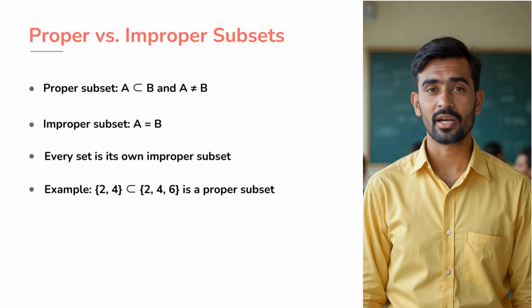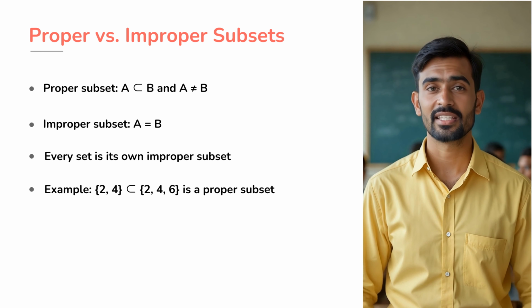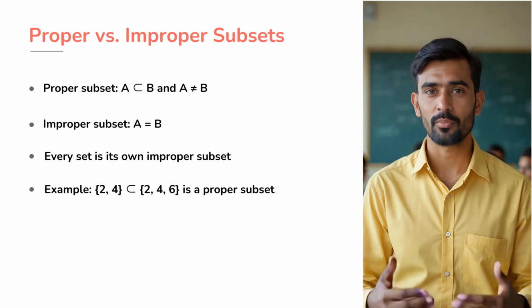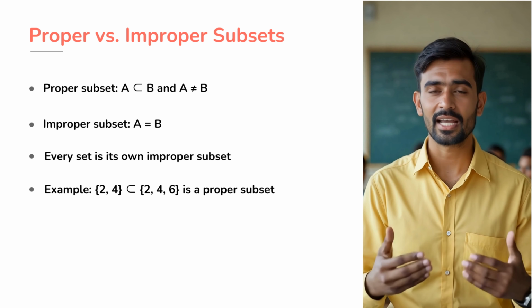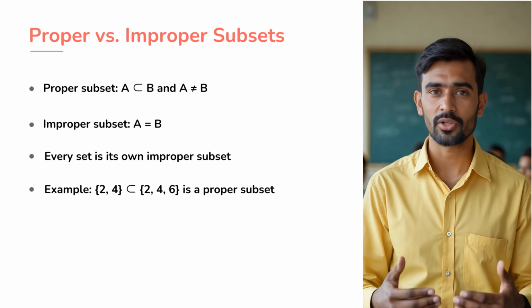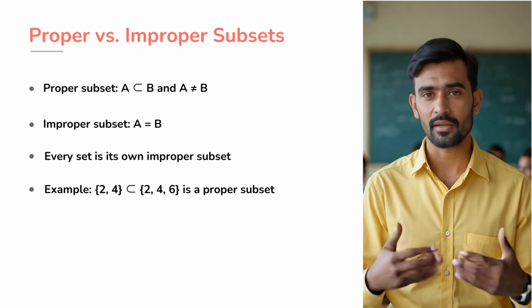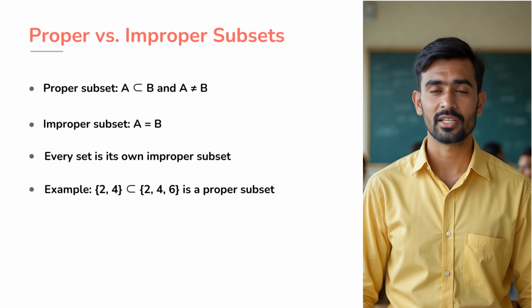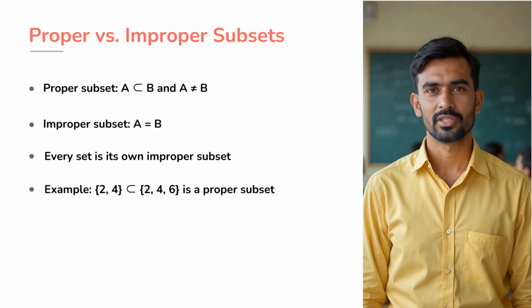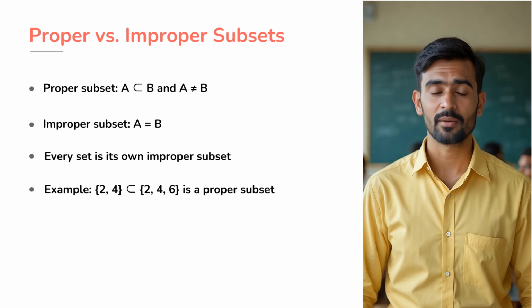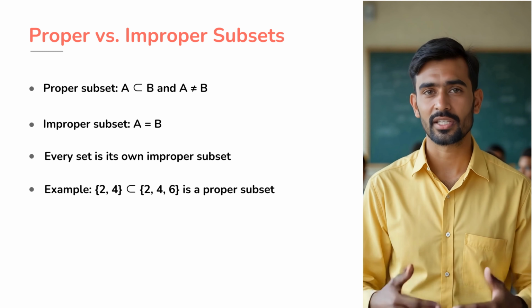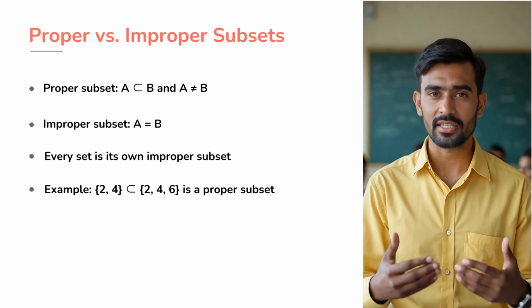There are two types of subsets. A proper subset is when set A is contained in set B and A is not equal to B. An improper subset is when set A is exactly equal to set B. Example, let A be the set {2, 4} and B be the set {2, 4, 6}. Here A is a proper subset of B. But if A and B are the same, for example, B equals B, then B is an improper subset of itself. Still valid, just not proper.